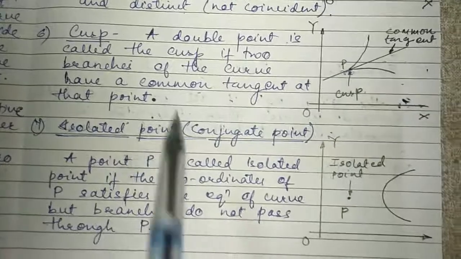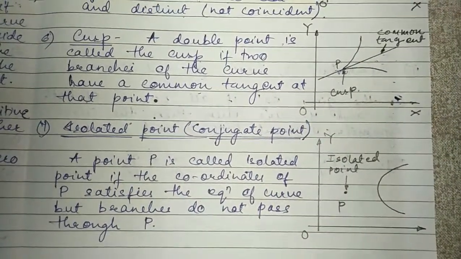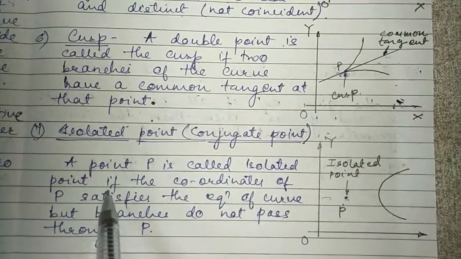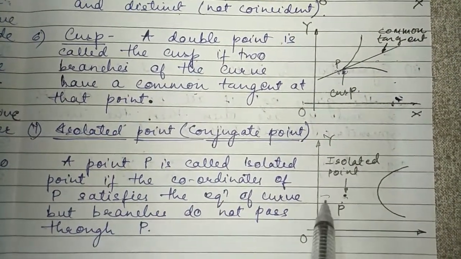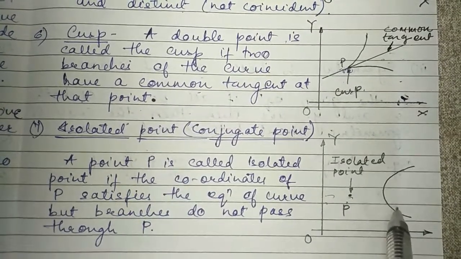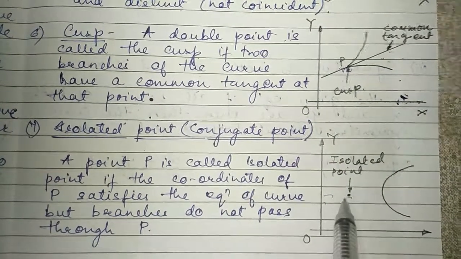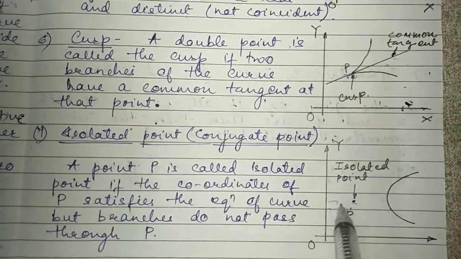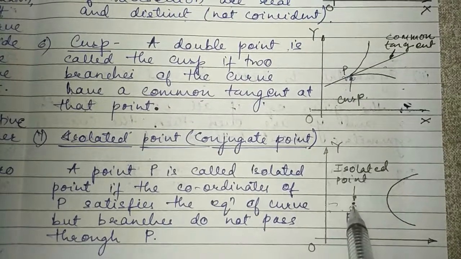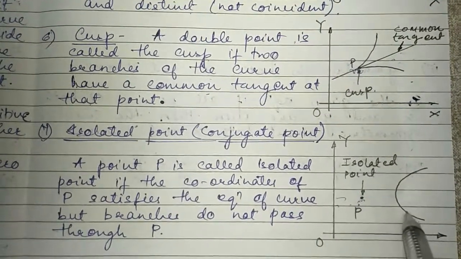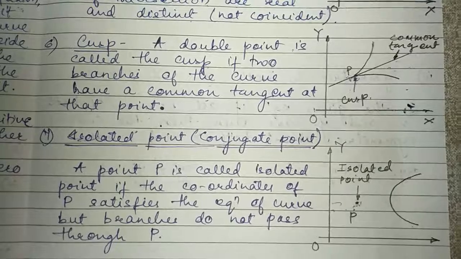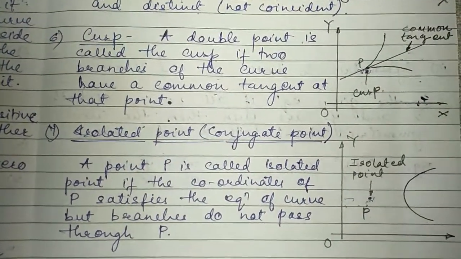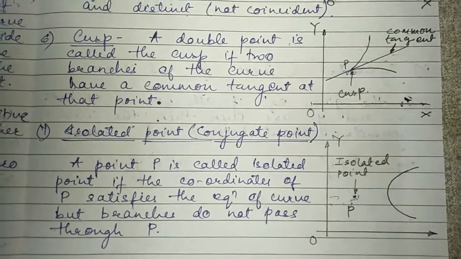And last comes the isolated point or conjugate point. A point P is called an isolated point if the coordinates of P satisfy the equation of the curve but branches do not pass through P. Now you can see the point P here. This is the curve. Now the coordinates of point P will satisfy the equation of this curve, but the curve is not passing through the point P. If there exists such a point, then it is known as the isolated point or conjugate point.